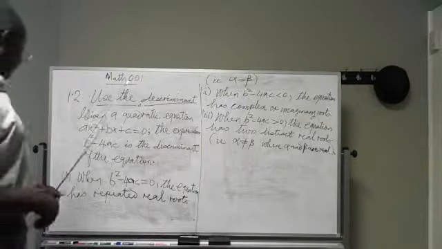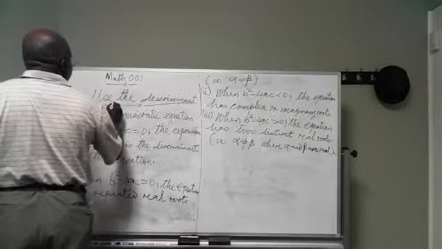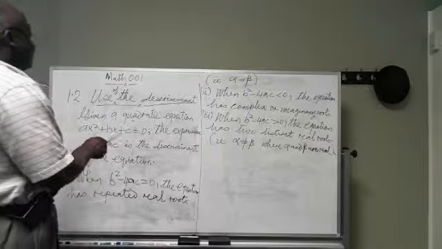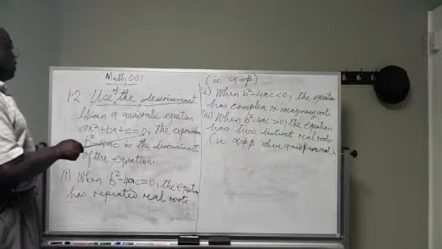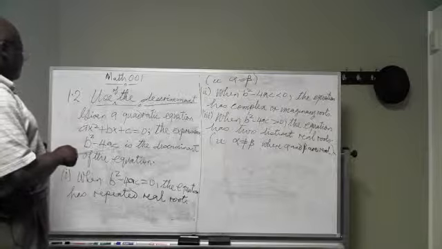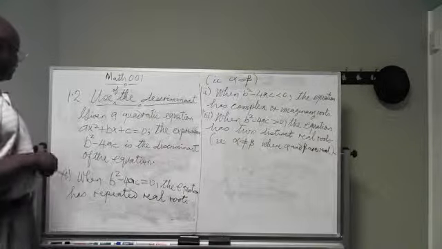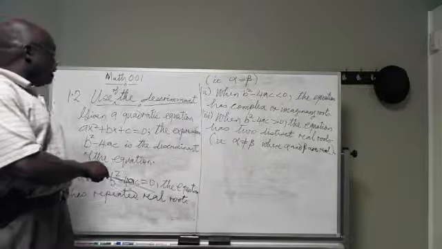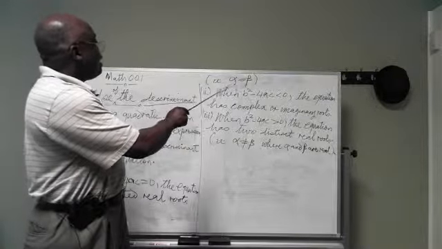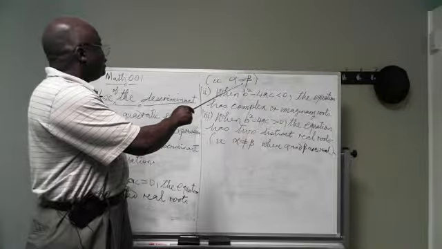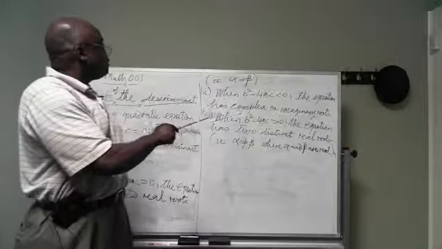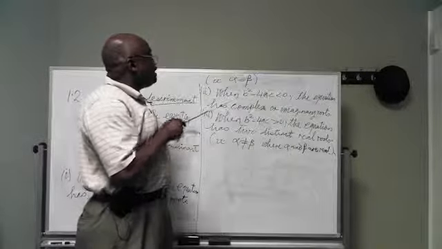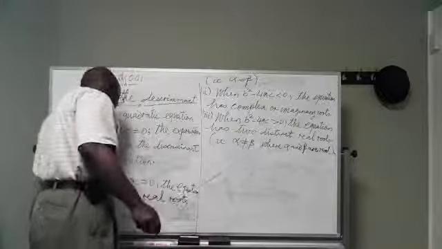Use of the discriminant. Let's correct this: of the discriminant. Given the quadratic equation ax squared plus bx plus c equals 0, the expression b squared minus 4ac is the discriminant of the equation. When b squared minus 4ac is equal to 0, the equation has repeated real roots. That is, alpha and beta are the same, or alpha equals beta, where alpha and beta are real numbers. When b squared minus 4ac is less than 0, the equation has complex or imaginary roots.